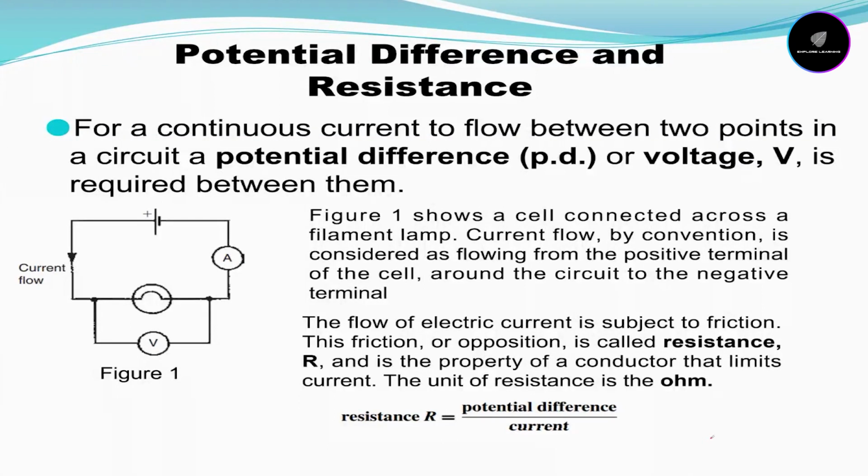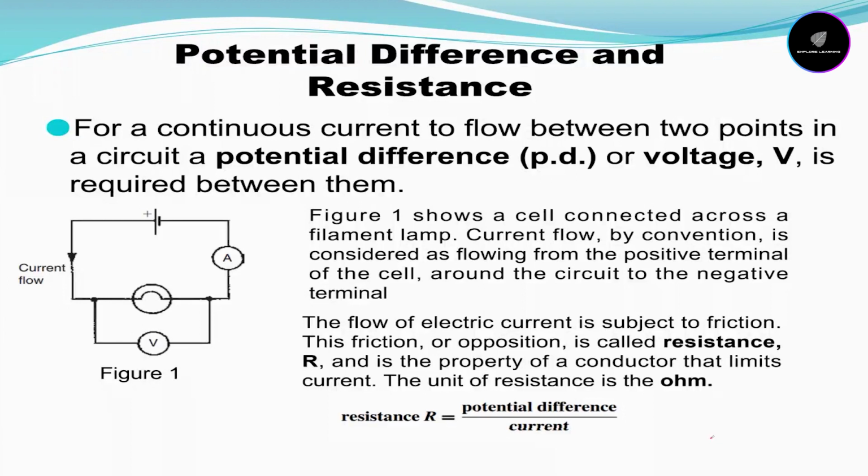We know that resistance is the act of resisting the flow of current. R stands for resistance here and is the property of a conductor that limits current. The unit of resistance is ohms.